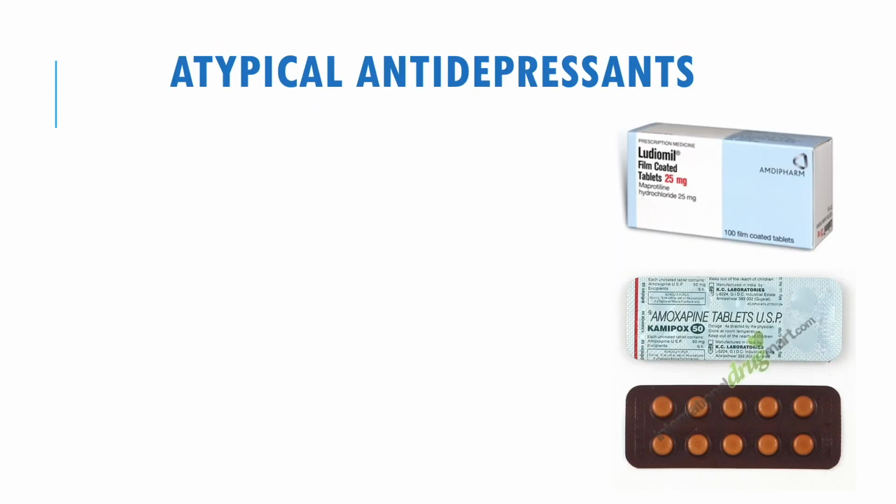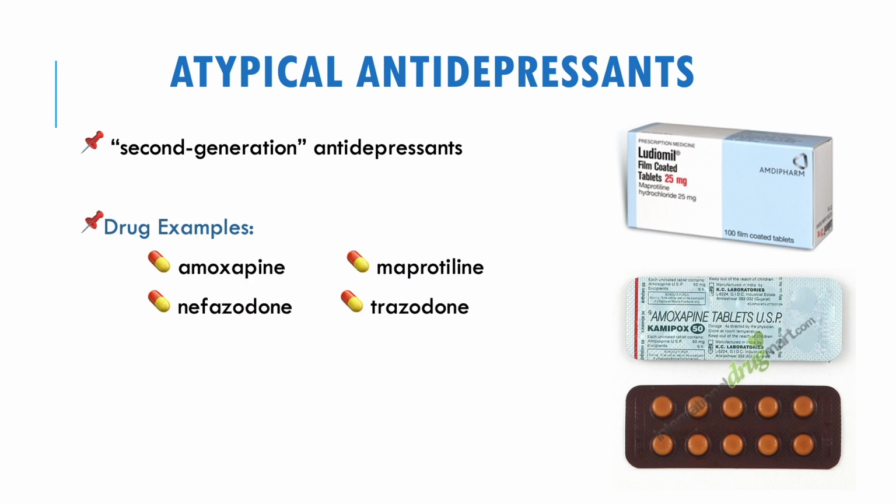The fourth group of antidepressant is the atypical antidepressant. This is the second generation antidepressant. This is used for major depression, reactive depression, and anxiety. It affects one or two of the three neurotransmitters, which are serotonin, norepinephrine, and dopamine. Drug examples of atypical antidepressants include amoxapine, nefazodone, maprotiline, and trazodone.